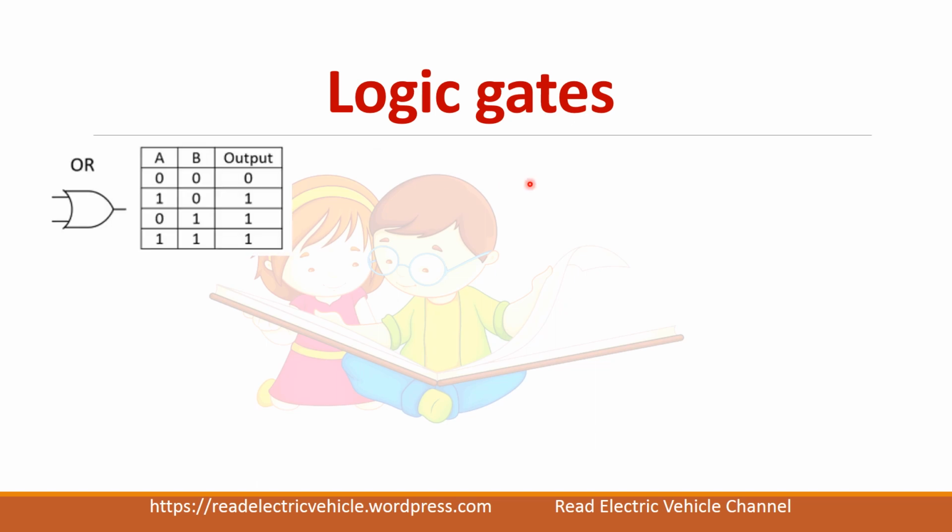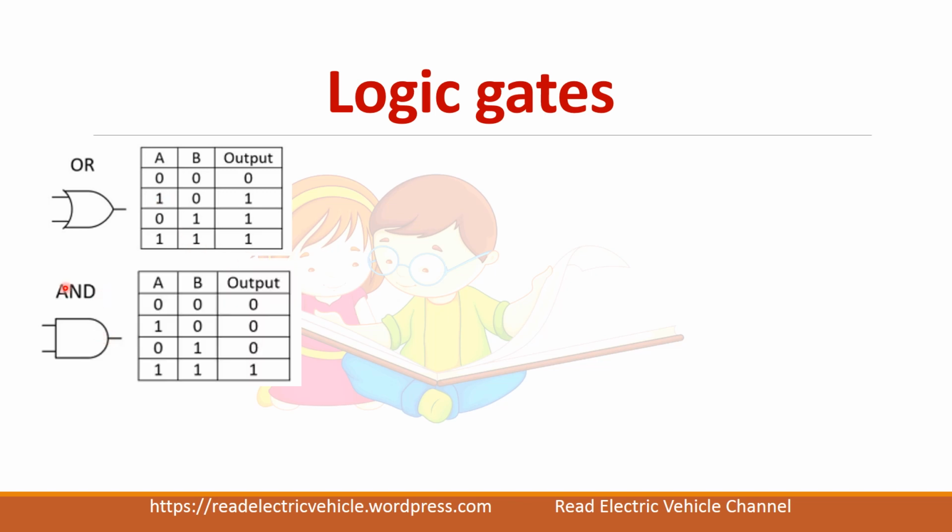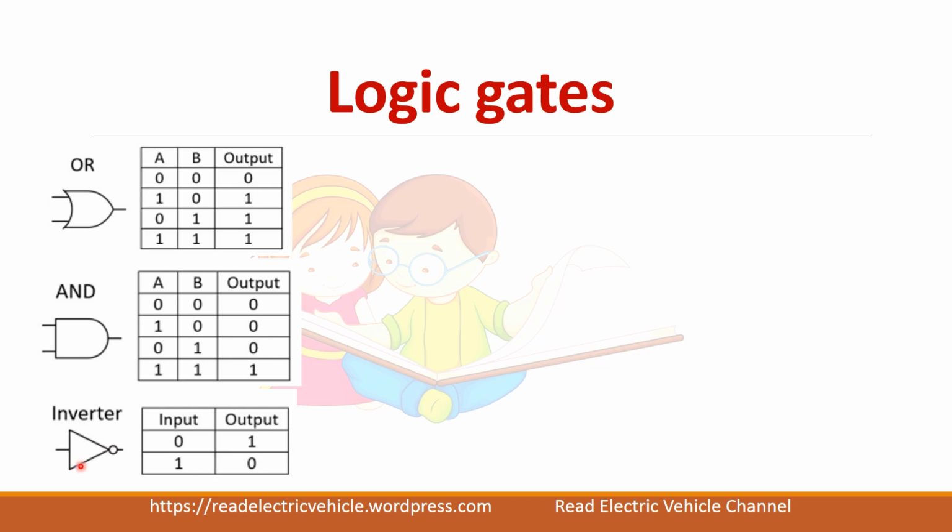So the different logic gates we have seen: OR gate, which will give you high output when at least one of the inputs is high. We have AND gate, which will give you high output only when both the inputs are 1. And this is the NOT gate or inverter gate, which will invert whatever you give. It will give you the inverted output of that.